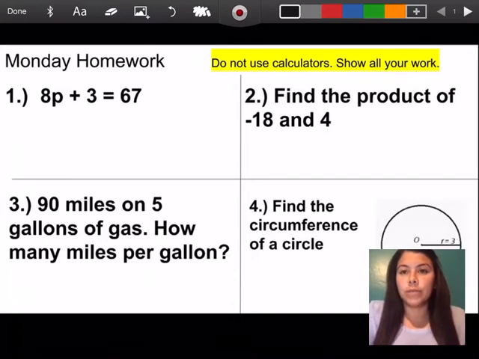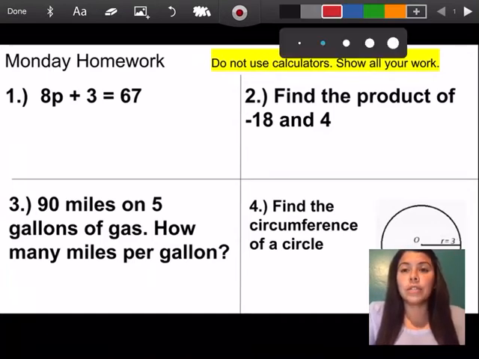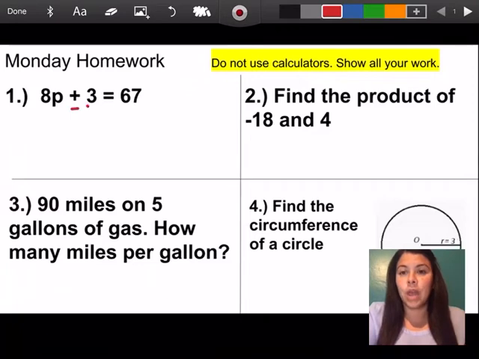So on number 1, we have equations. Our main goal for equations is always to isolate the variable. We always want to get the variable by itself. And the way we get the variable by itself is always by getting rid of the constant first. The constant here is 3. So our first step in two-step equations is always to add or subtract first. So here we're going to subtract 3 from both sides.